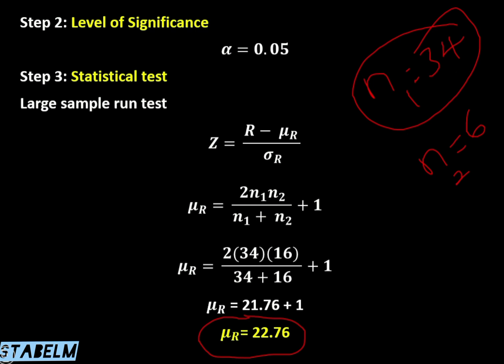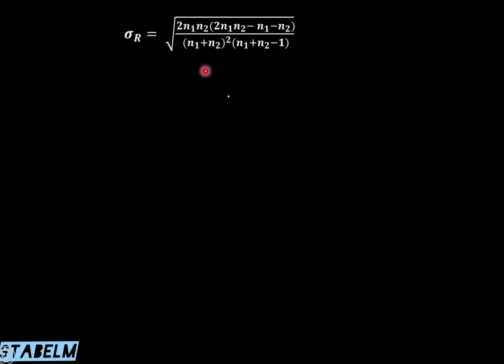We need to get our standard deviation, which is sigma subscript R. Sigma subscript R equals the square root of 2 n1 n2 times (2 n1 n2 minus n1 minus n2), all divided by (n1 plus n2) raised to the power 2, times (n1 plus n2 minus 1). This is the formula for calculating the standard deviation, and we should take note of it so that we will not make a mistake. You can see this is a combination of n1 and n2. We should remember that our n1 still remains 34 and our n2 remains 16.